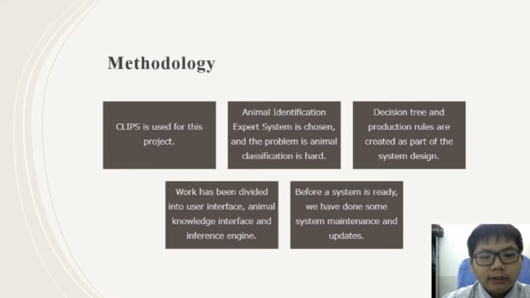We use CLIPS code in this project, and the title of our project is Animal Identification Expert System, and the problem we want to solve is animal classification. Decision tree and production rules are created as part of our system design. The work has been divided into user interface, animal knowledge interface, and inference engine. Before the system was ready, we also did some system maintenance and updates.